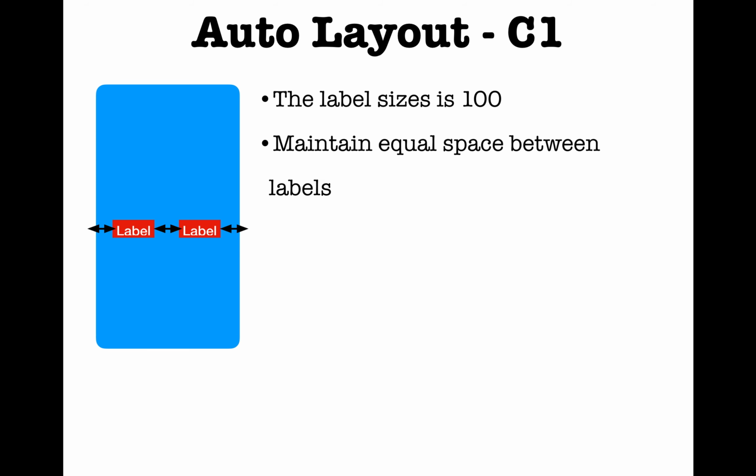Today we see one of the code challenging tests given in interviews. It is an auto layout challenge. I have two labels, label 1 and label 2, and I need to keep them vertically center in a view, and I need to maintain equal gaps between those two labels. The label size is going to be 100. I need to maintain the equal gaps between the labels. Let's see how to do that.